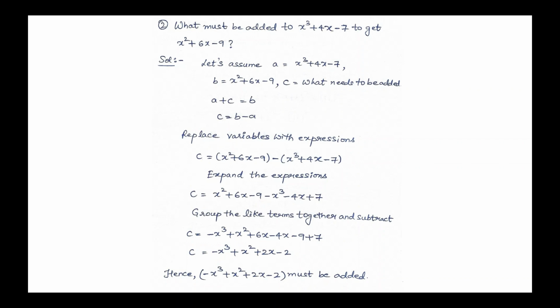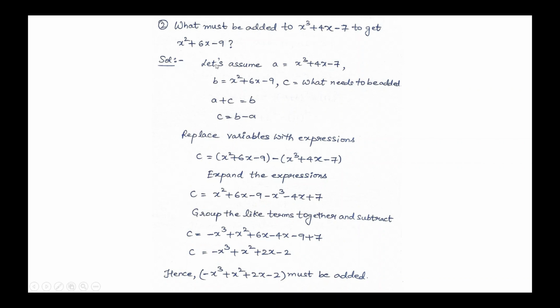The second question is, what must be added to x cubed plus 4x minus 7 to get x squared plus 6x minus 9? The solution is, so what must be added to the expression x cubed plus 4x minus 7 to get the expression x squared plus 6x minus 9? In order to decide how to proceed further in solving this, let's make some assumptions as below.